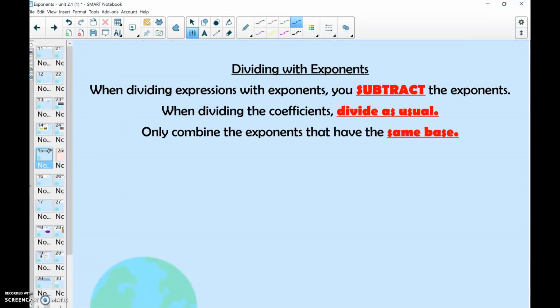So here's the section on dividing with exponents. When you're dividing, you're really going to be subtracting the numbers, and I'll show you why in just a second. Make sure when you divide the coefficients that you treat them just like normal, don't do anything different, and then you also combine exponents that have the same base. So in other words, x's with x's, y's with y's, don't mix and match, just put them next to each other.